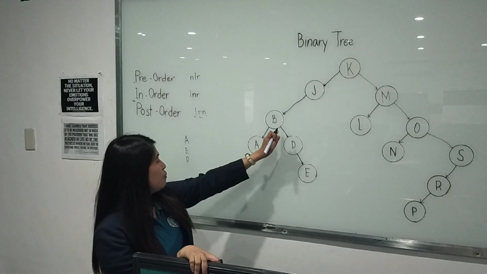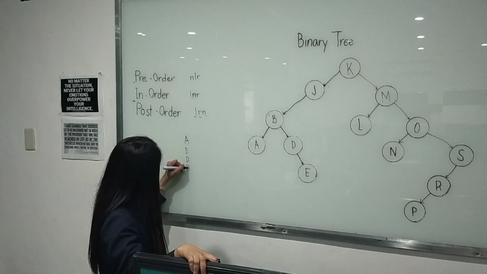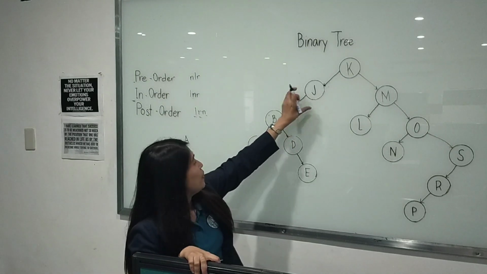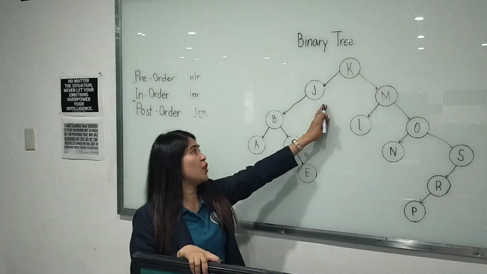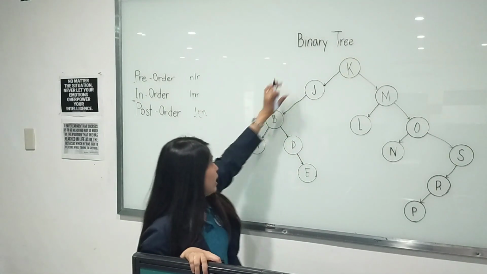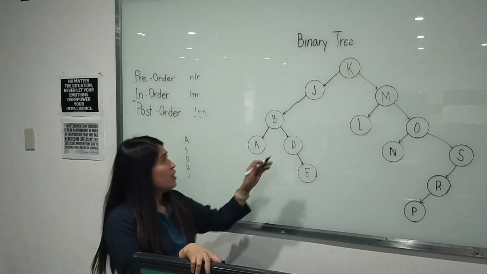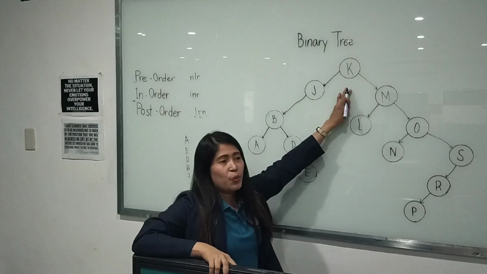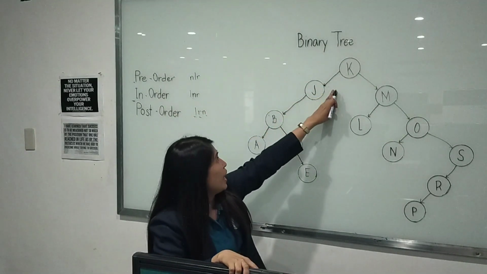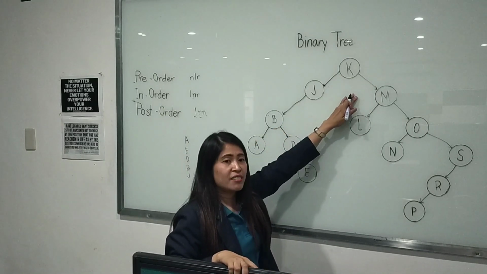And then we will go back to B. So we will print the B. And then we will go back to the J. So since we're done with the left, we will visit now the right subtree of the J. So there's nothing here. So we will go back to the J, and then we will print the J. And then after that, we will go back to the K, and we will check again the policy. So we're done with the left subtree of K. Then this time, we're going to visit the right subtree of the K.